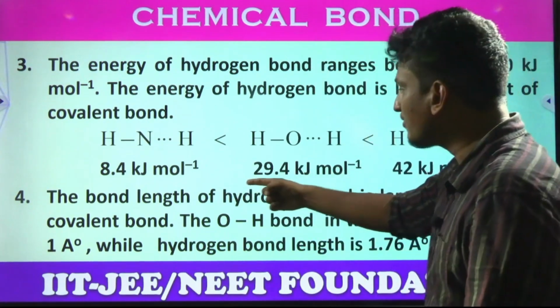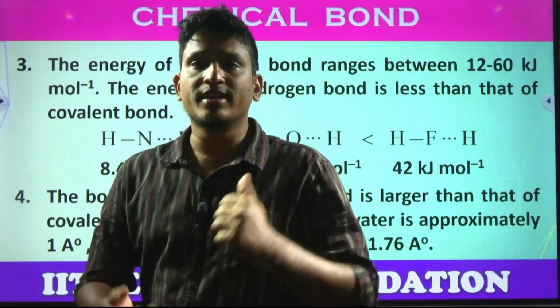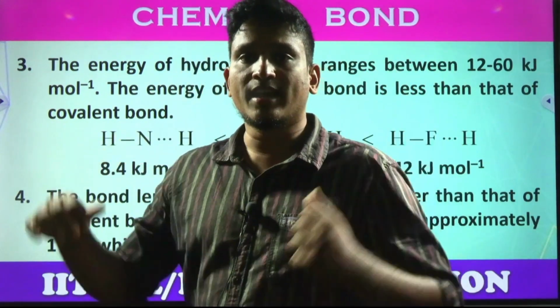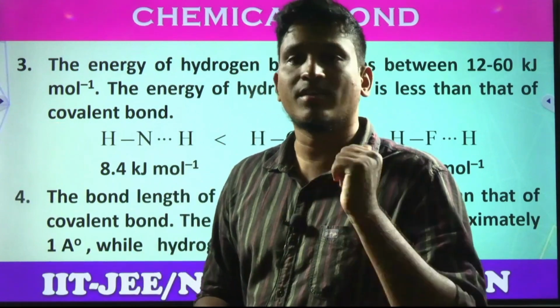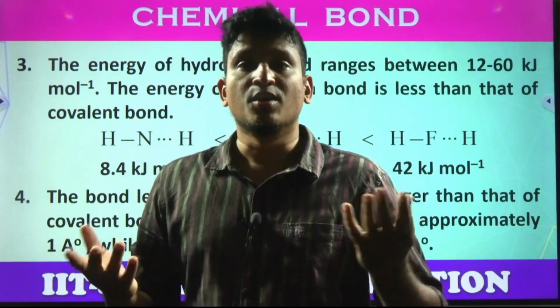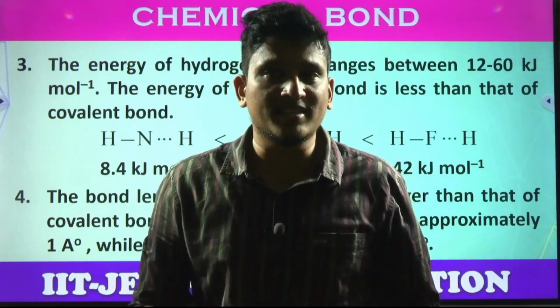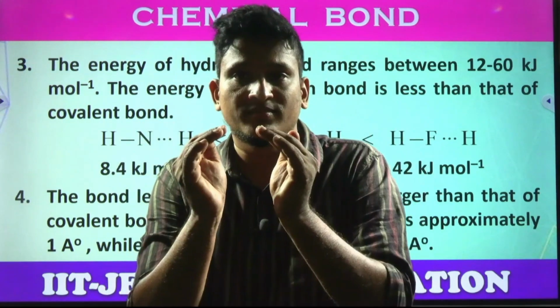So what is happening to the bond energy? Left to right, increasing. Why? That means where it is more, in the case of fluorine or in the case of nitrogen? In the case of fluorine. What's the reason, students? Can you guess the reason? Fluorine is a more electronegative element and fluorine's atomic size is very small. That's it. Yes or no?